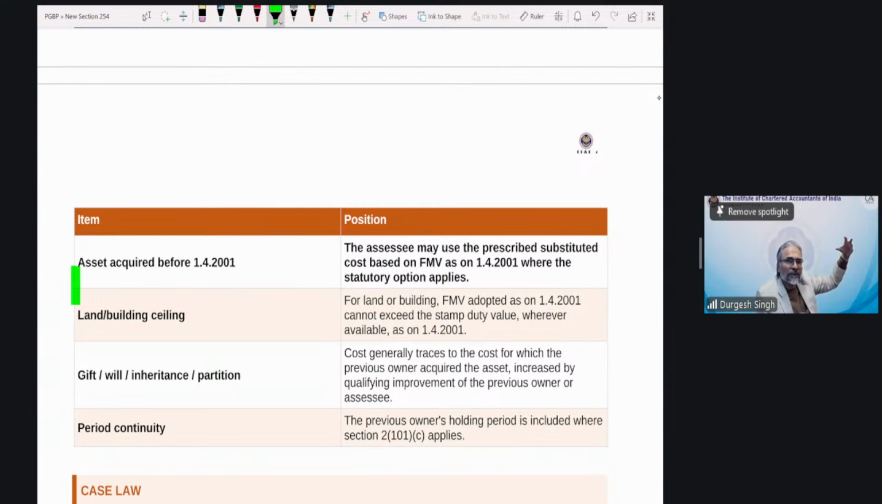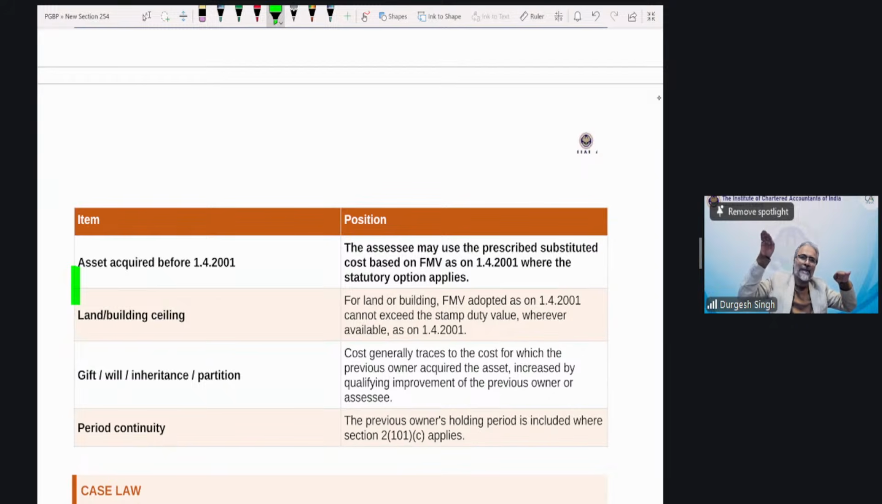So what will be the cost to me? Cost will be the cost to the father. That cost will be compared with the FMB as on 1st April 2001. And whatever is higher, that higher amount would become the actual cost for me. For land and building, students, in this case, the FMB adopted as on 1st April 2001 cannot exceed the stamp duty value wherever available. Okay, so if the stamp duty value is available, then that FMB value will have an upper limit.